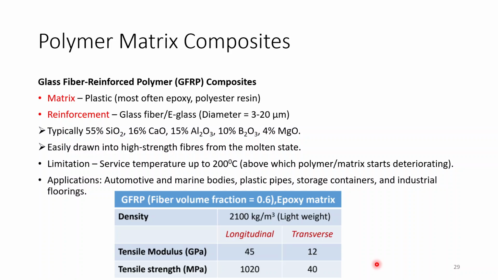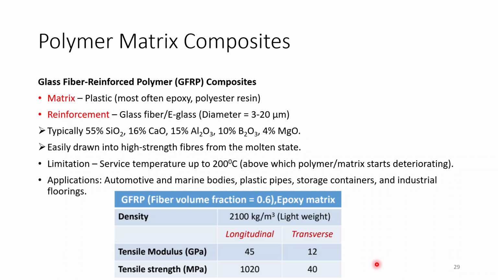In this case you have glass fiber reinforced polymers, and you have a matrix made of plastic, which is most often epoxy and polyester resin, and reinforcement will consist of glass fiber or E-glass, which has diameter from 3 to 20 micrometer, and this consists of typically 55% of silica, 16% of calcium oxide, 15% of alumina, 10% of B2O3, and 4% of MgO. And it can be easily drawn into high strength fibers from the molten state. The limitation for this is service temperature up to 200 degrees Celsius, above which the polymer matrix starts to degrade.